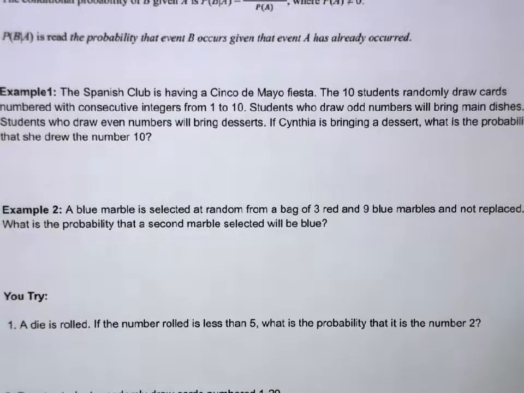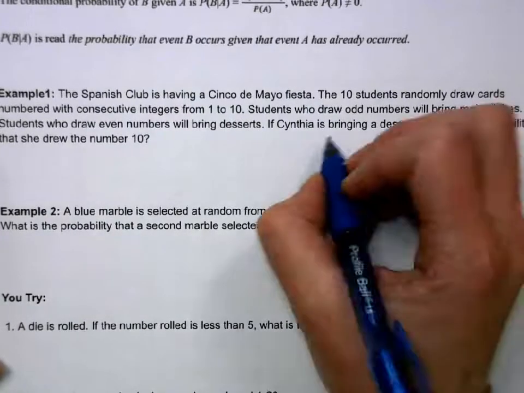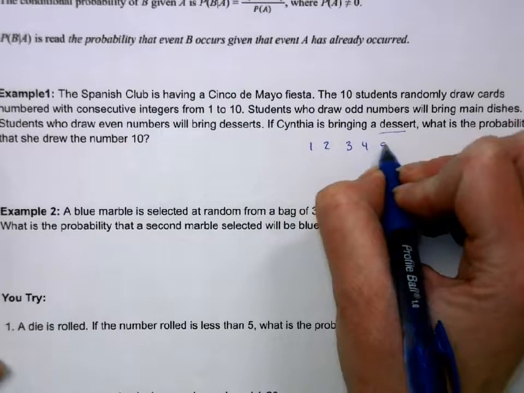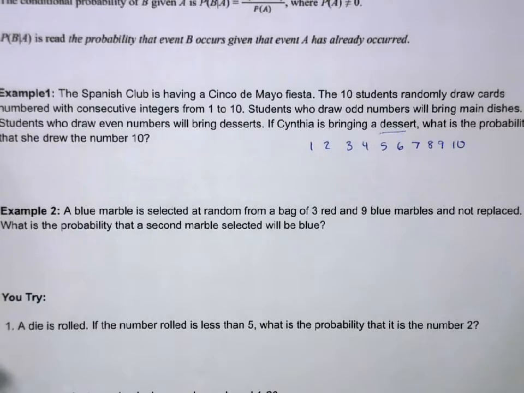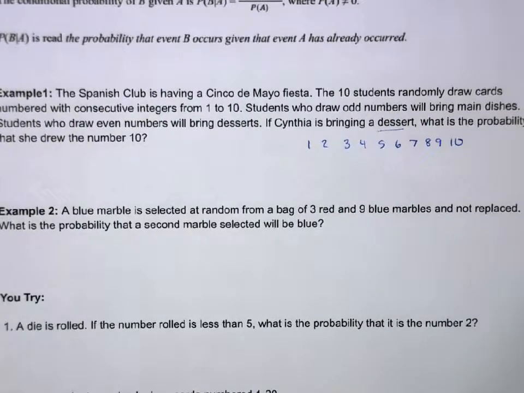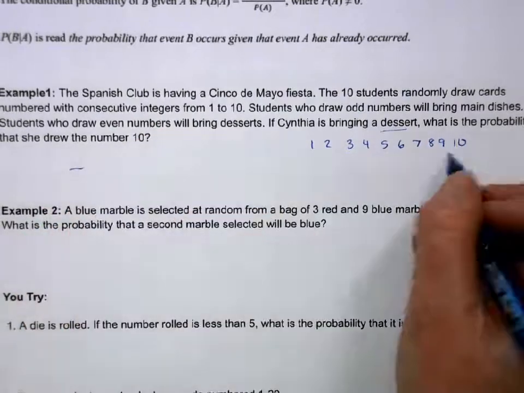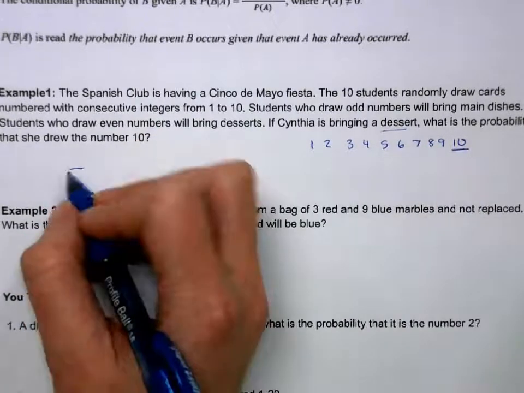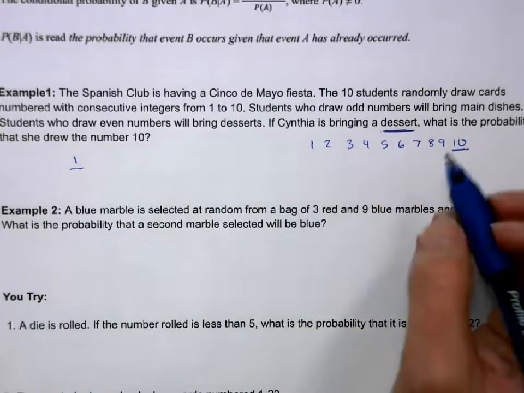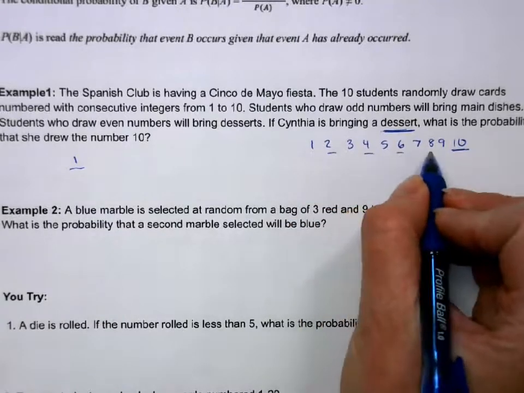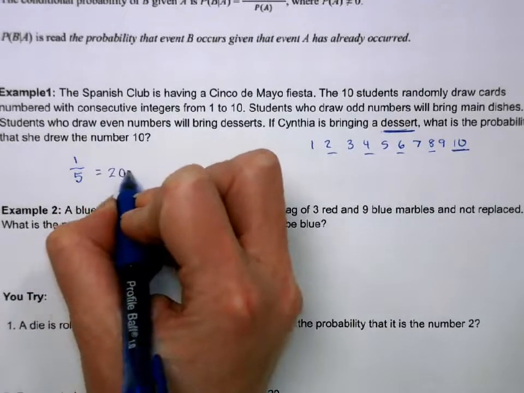So it's not just randomly, what's the probability she drew 10? We have additional information. We know she's bringing a dessert. So they're drawing cards out of this. The way this works is it's the probability of success, so the probability we get a 10, which is 1, but it's not out of 10, it's out of the probability that she picked dessert, which means she got an even number. So that's 5 possible numbers. So this is going to be 20%.